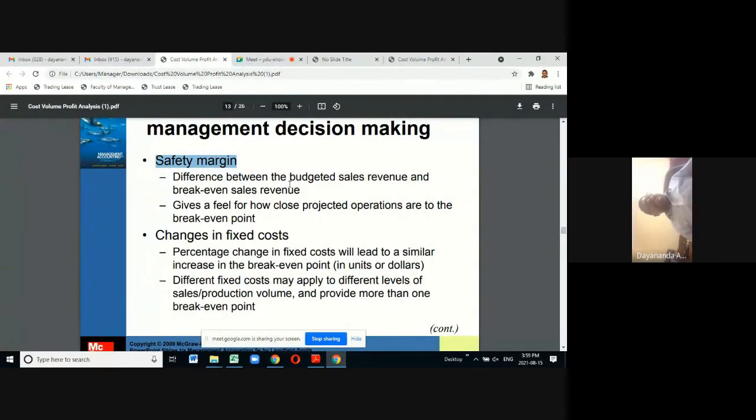Safety margin is the difference between budgeted sales revenue and the break-even sales. Why is it budgeted sales? When you make decisions, of course you use actual data when you are doing the control, but if you are going to take future decisions, you always forecast the future. Budgeted sales you have, and you have the break-even sales.